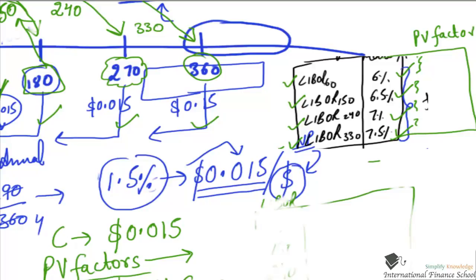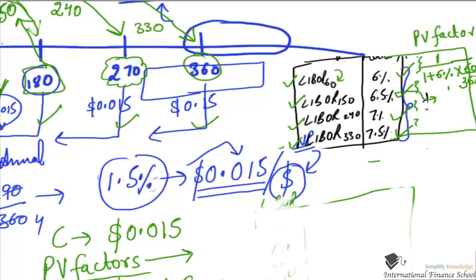How to compute a present value factor? The idea is simple. You say 1 divided by 1 plus this 6%. Now this 6% is annual, right? But I have to compute it for 60 days. So you say 60 divided by the full annual days, which is 360. So 1 by 1 plus r for a particular day.